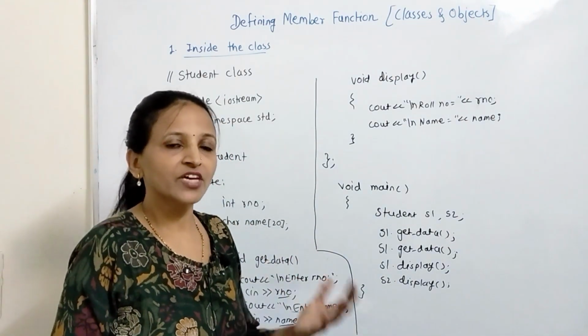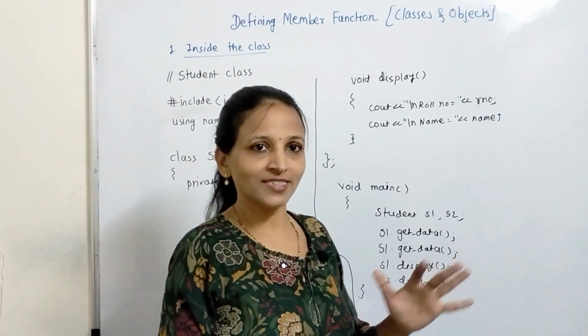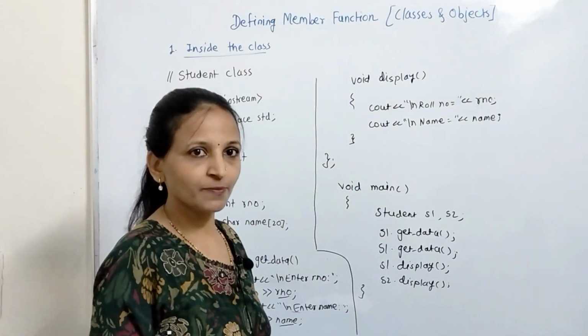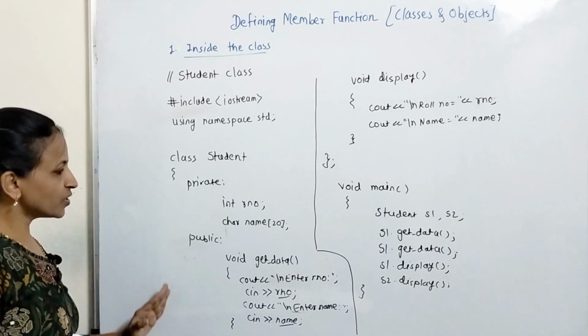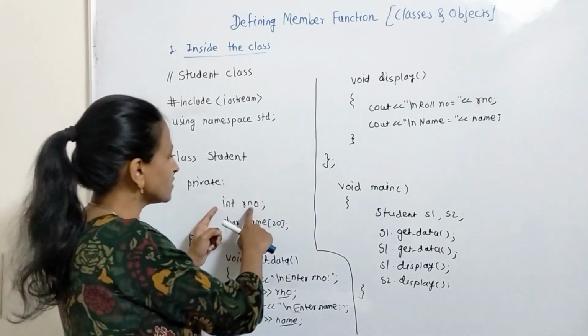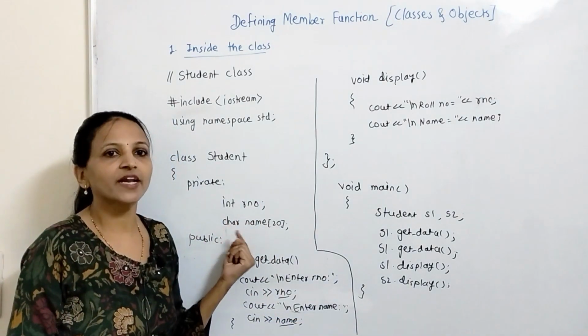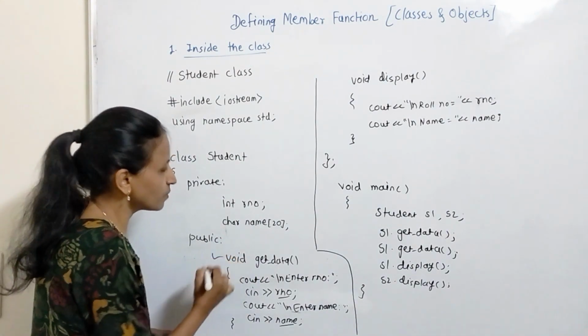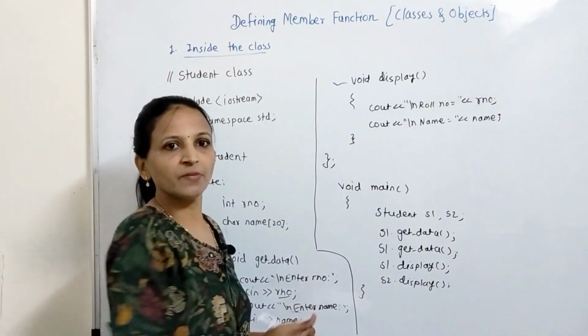In the previous session we defined member functions inside the class. The same example I am going to explain here. We have created a student class. Inside that student class, these two are data members, roll number and name, and this is a member function. See, getData is a member function and display is a member function.